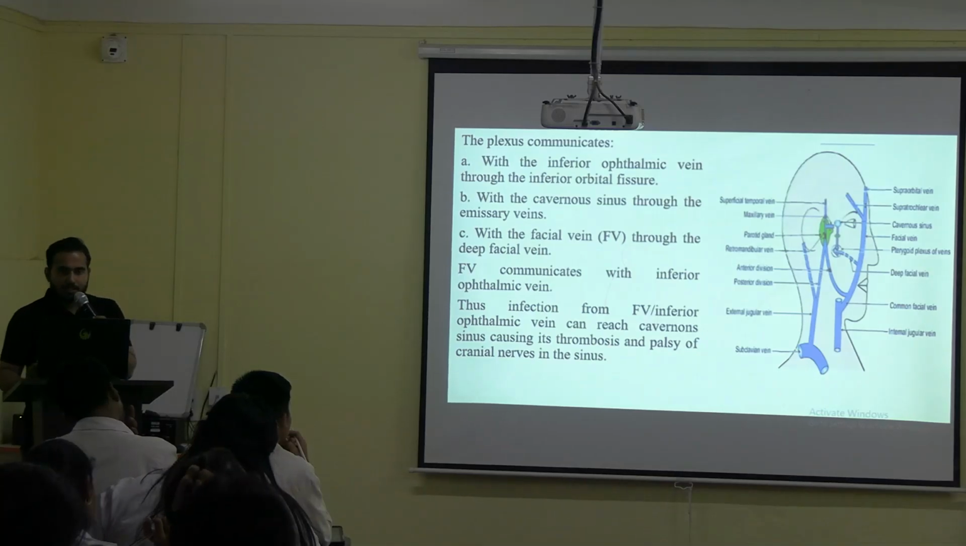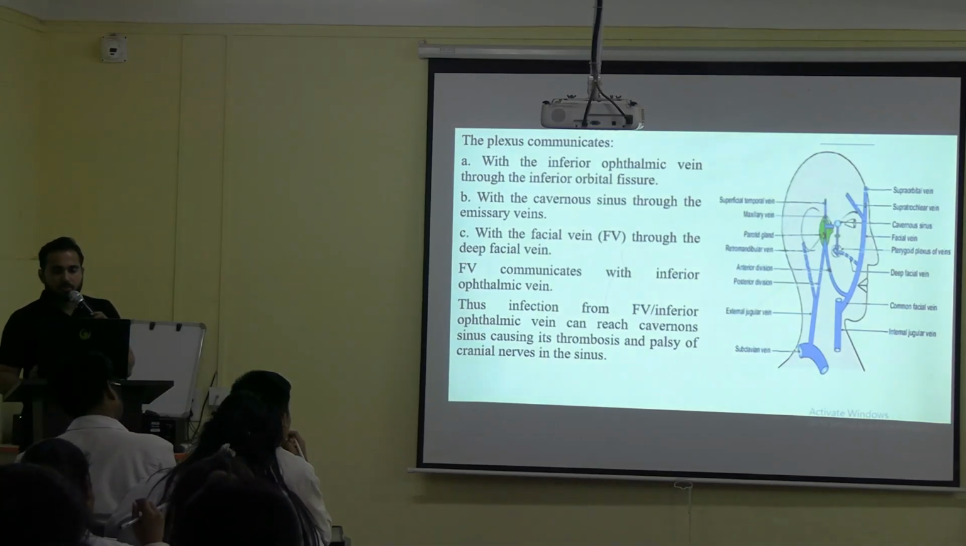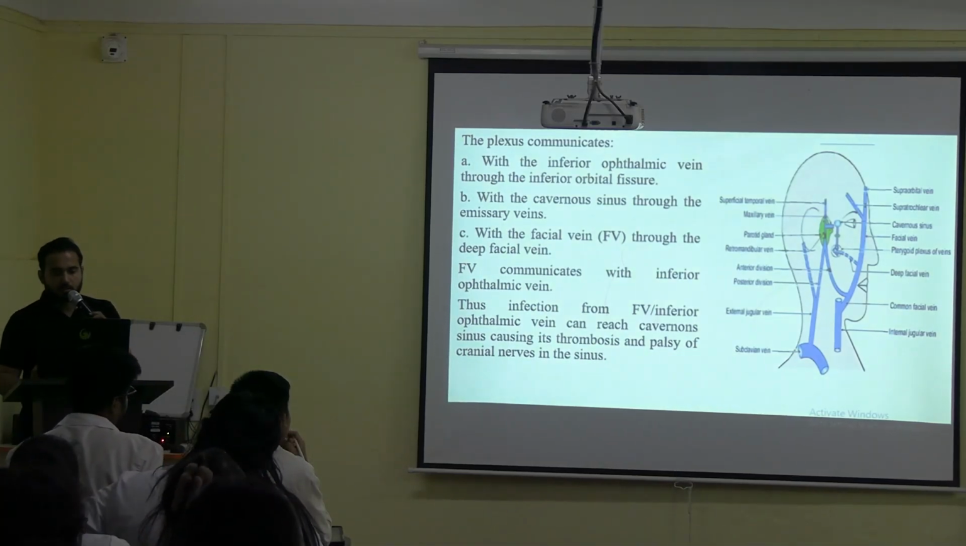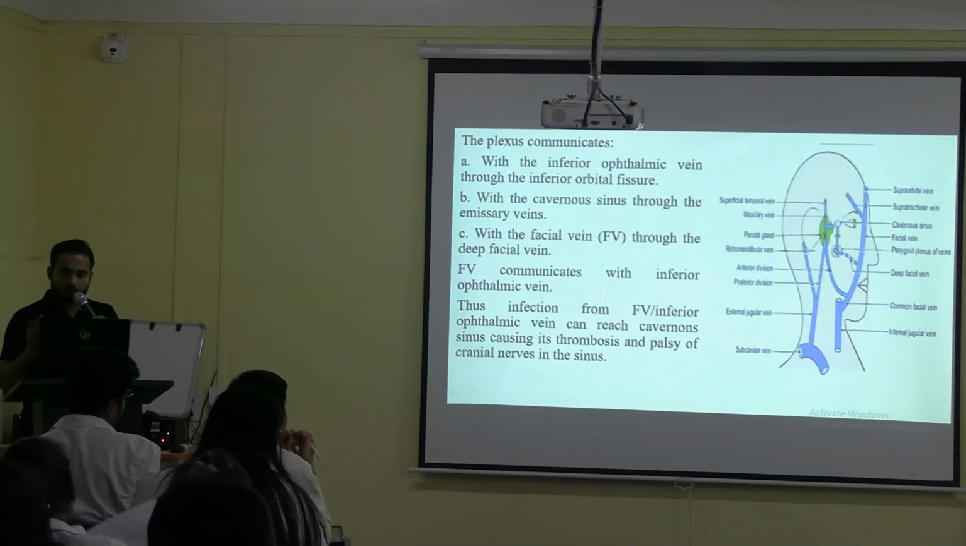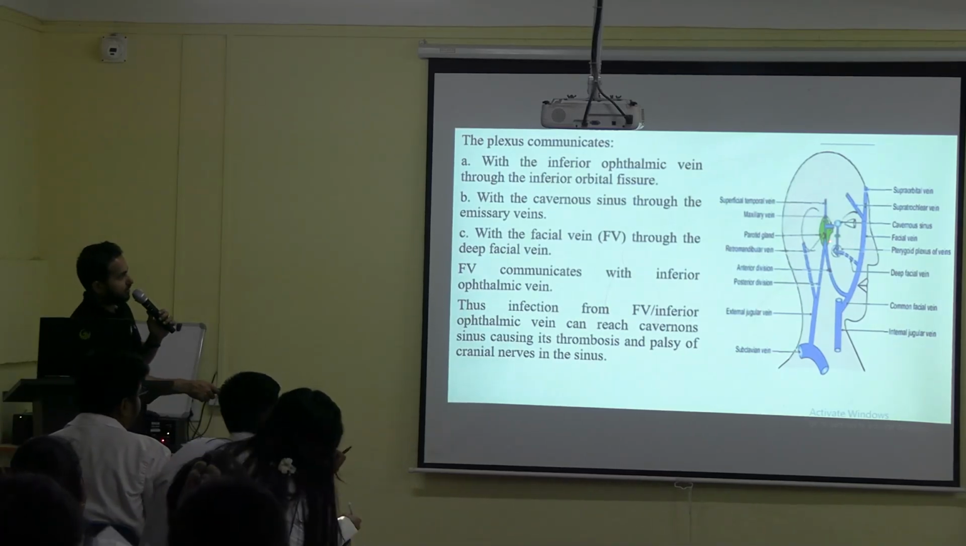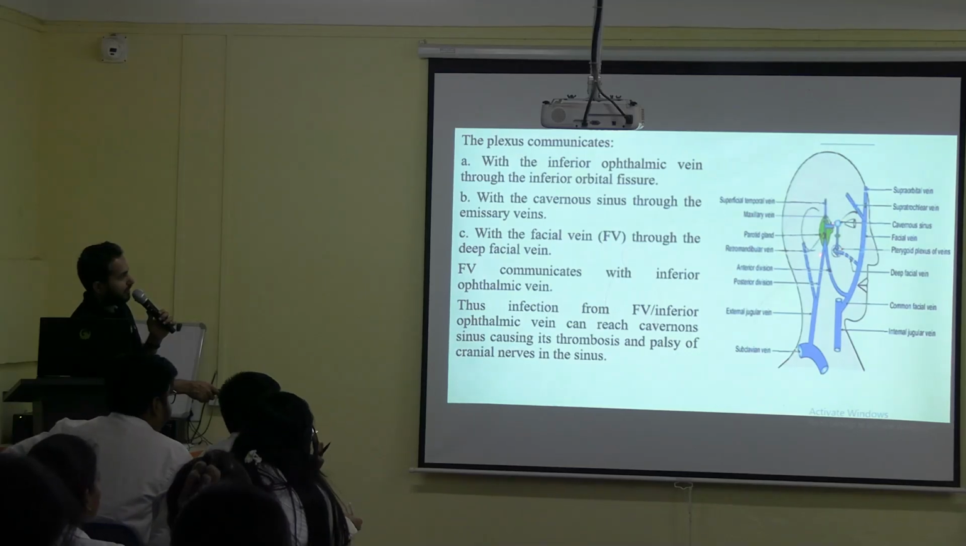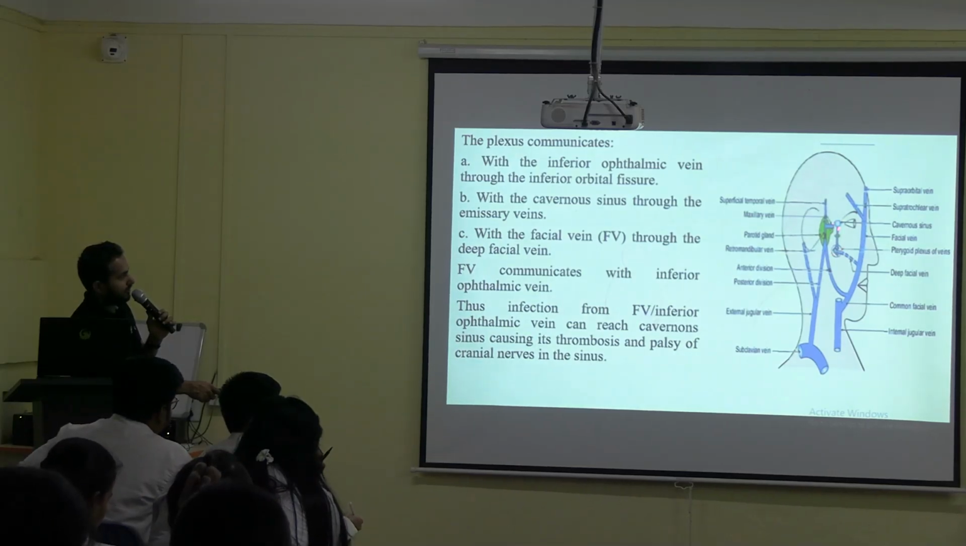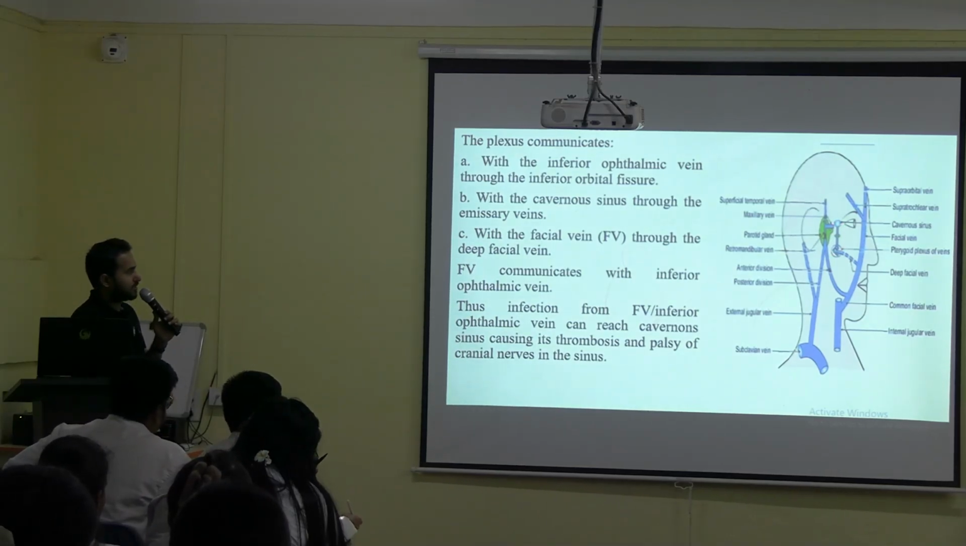Now what are the connections? First of all, with the inferior ophthalmic vein through the inferior orbital fissure. Inferior ophthalmic vein के साथ connection रहता है. Next, with the cavernous venous sinus, as you can see, ये cavernous venous sinus है. ये pterygoid venous plexus through emissary vein is connected to the cavernous venous sinus.